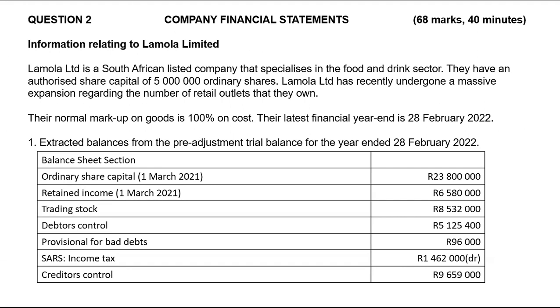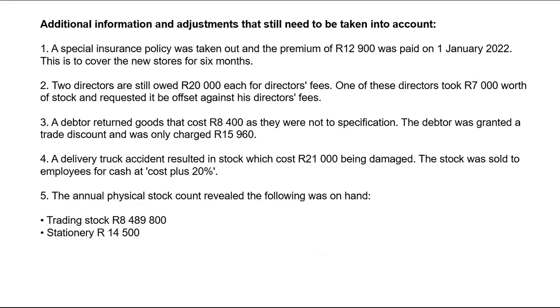Now, let's check the first adjustment. It says that a special insurance policy was taken out and the premium of 12,900 was paid on the 1st of January 2022. So we paid a premium on the 1st of January 2022. But for how long? This is to cover the new stores for 6 months, meaning that we are only covered for 2 months in the current financial year. For those 6 months, 4 of those 6 months fall outside the financial year.